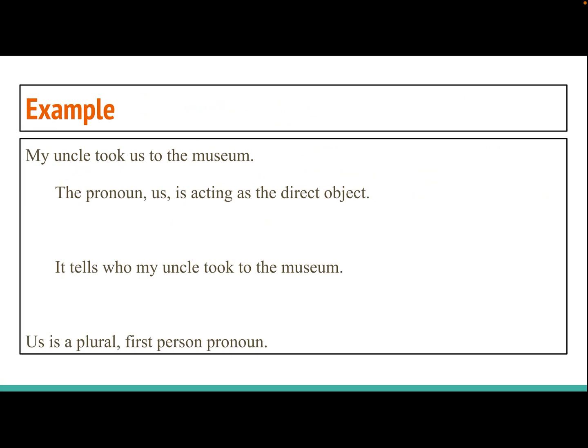So let's find the verb. The verb is took, right? The action of the sentence is took. My uncle took who or what? Who did my uncle take? Us. To where? The museum. My uncle took us to what? The museum. So the museum would be the indirect object, but the direct object of the sentence is us. So here's an example of a pronoun acting as a direct object. The pronoun us is acting as a direct object. To whom is the verb happening? To us.